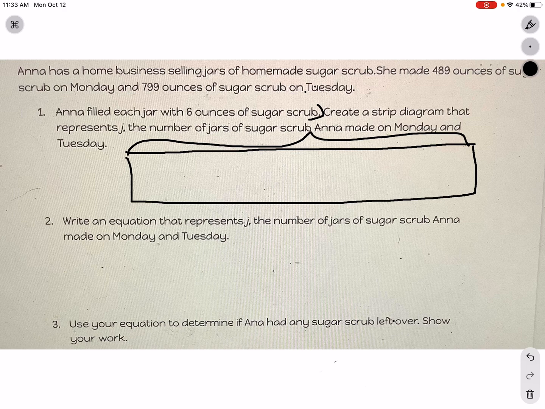489 is not quite, a little more than half of 799. So we're going to put the line about right there. Again, it doesn't have to be perfect. It just has to represent the problem.